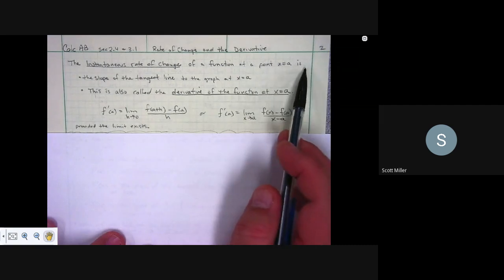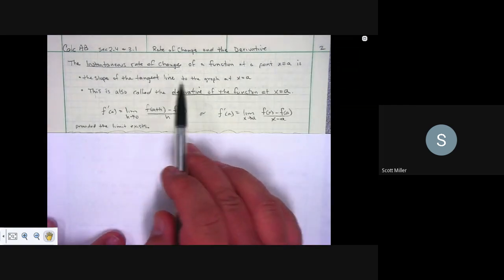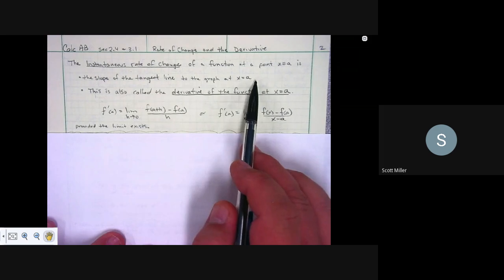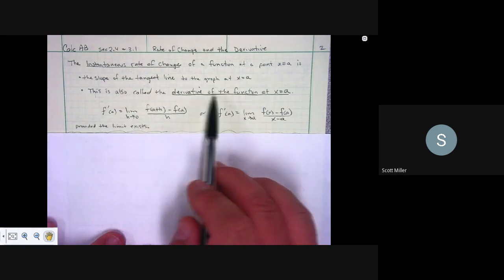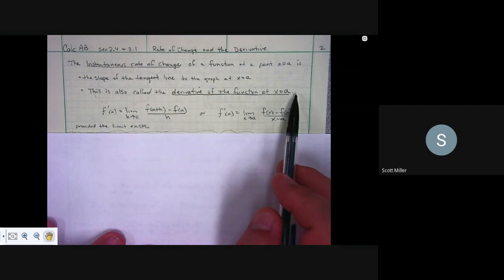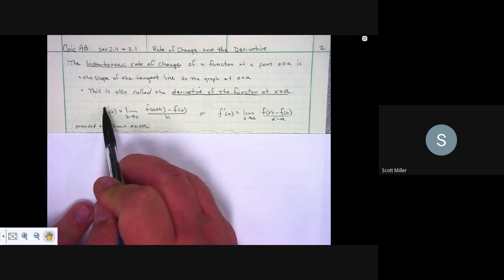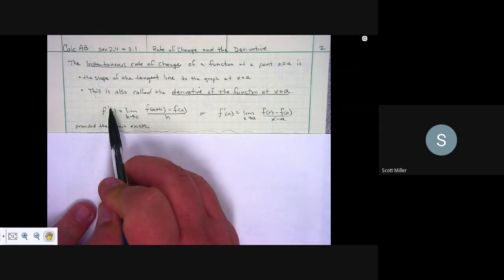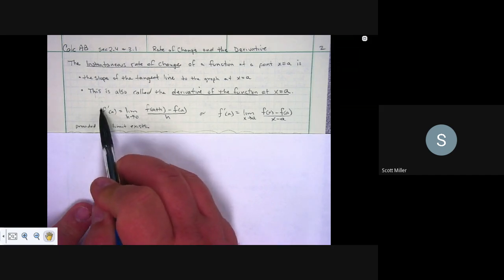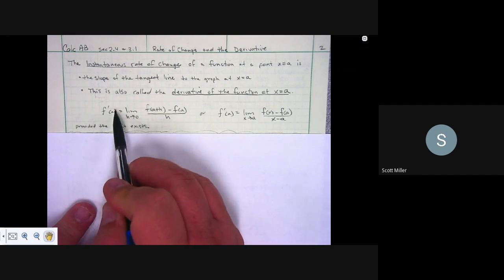So here is the instantaneous rate of change. Let's go ahead and look at that. The instantaneous rate of change of a function at point a is the slope of the tangent line to the graph at x equals a. It is also called the derivative of the function at x equals a. And so here's our formal limit definition of a derivative. This little symbol right here, f prime of a, means the derivative of the function f at a.